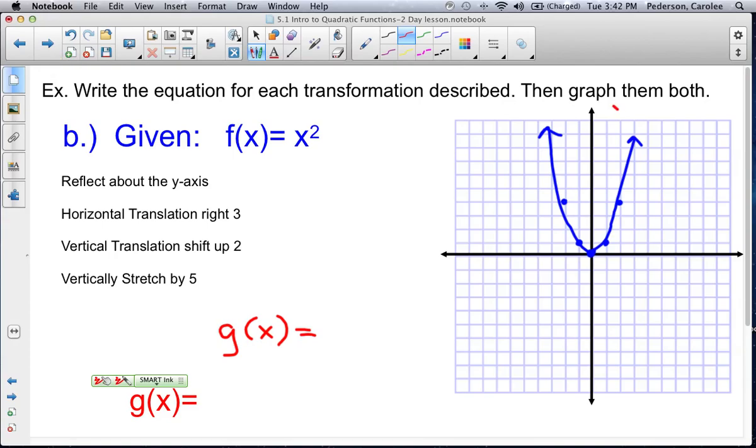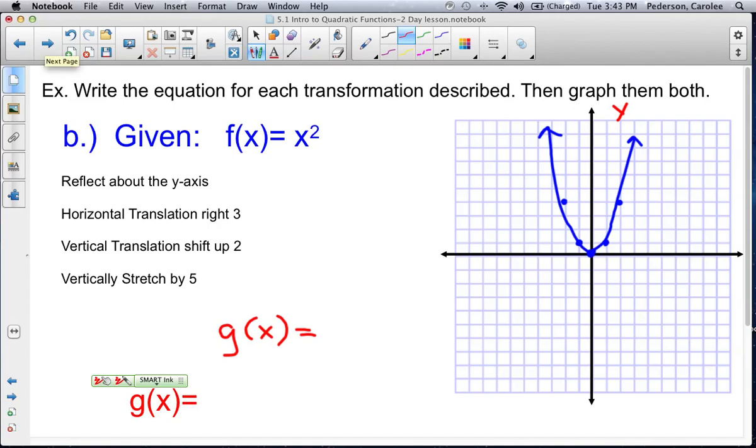So here's my y-axis. When I reflect this parabola about the y-axis, it doesn't change the equation at all, because the ordered pairs, when I fold it along this y-axis right here, still is the same graph. So I'm just going to erase that. We don't need it. So the graph is still the same as the parent function.